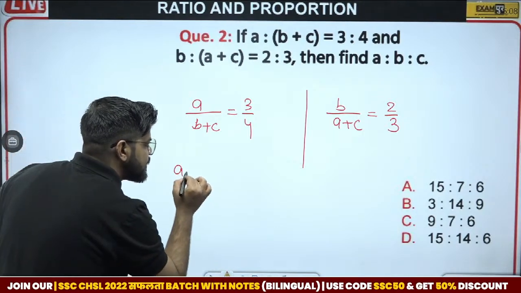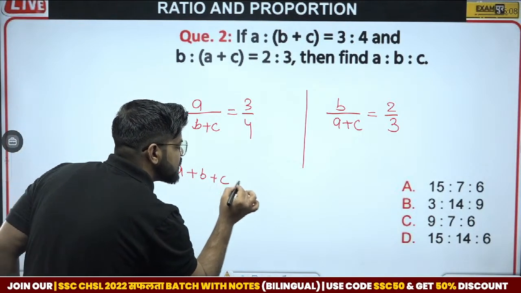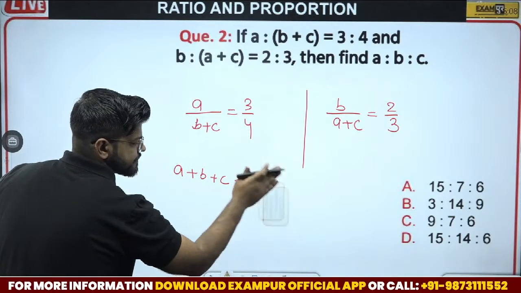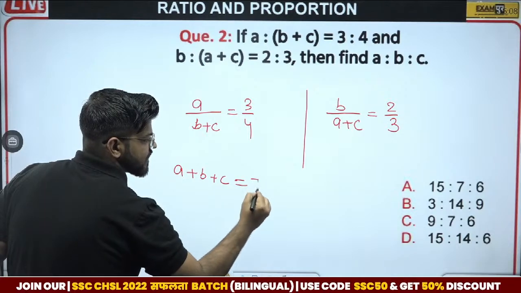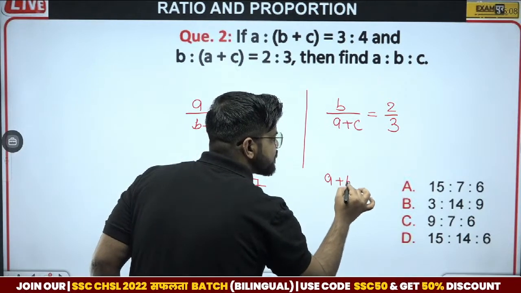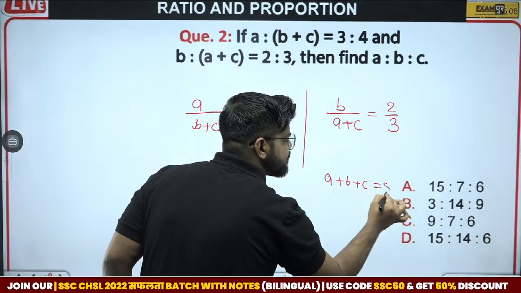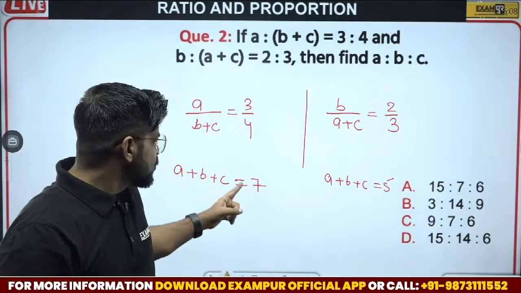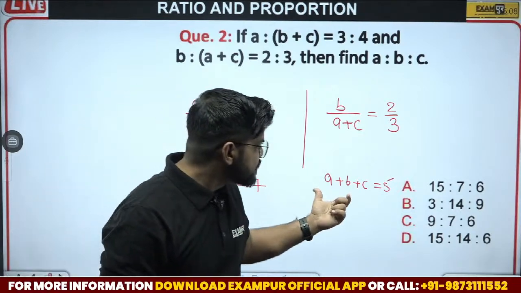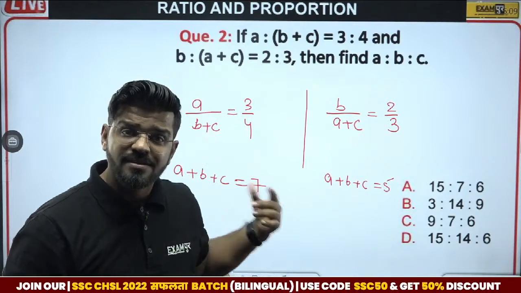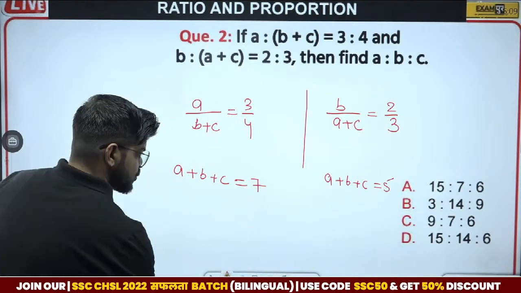Now if we sum both, numerator and denominator, we get A plus B plus C is equal to 7. Yes or no? And when we add up these, we get A plus B plus C is equal to 5. But that is not possible because here A plus B plus C is equal to 7 and here it is equal to 5. But both of them should be the same. So what do we have to do?